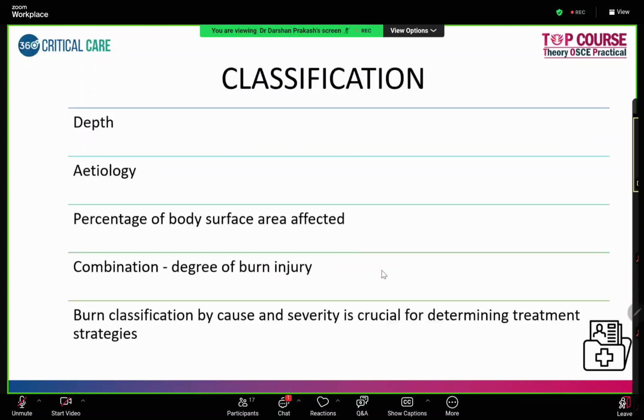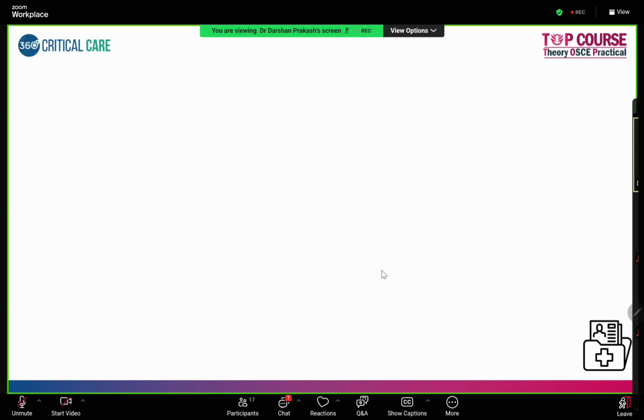Okay. So burns have been classified based on a lot of types. It might be classified based on depth, etiology, percentage of body surface area. Sometimes it's a combination of all of these. Usually by using these classifications, the management can be easier for us to gauge the severity of the burns and know what are the repercussions or consequences of that particular type of burn.